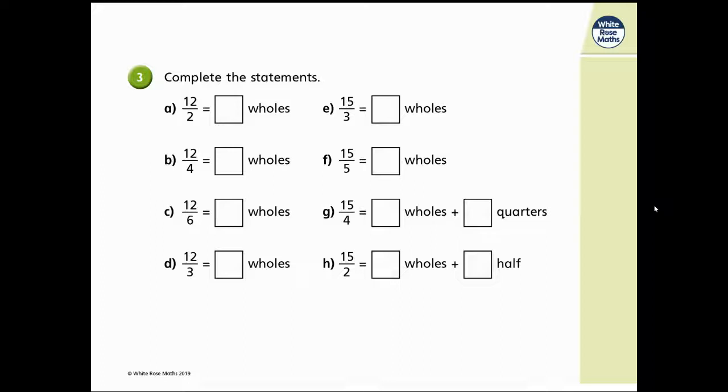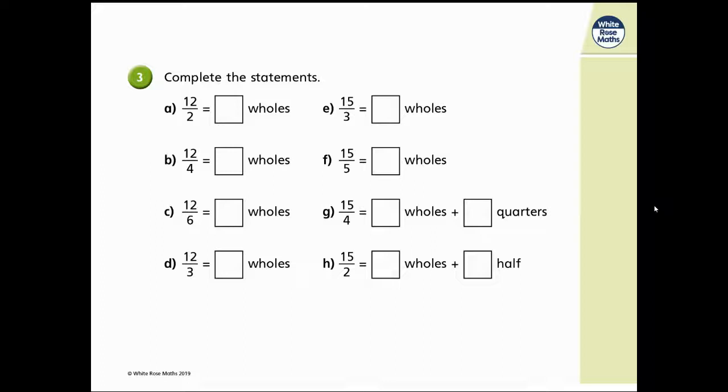Then we've got 12/3. How many thirds are there in 12? So how many 3s in 12? 3, 6, 9, 12. We know there are 4, so the answer is 4 wholes. Again, we go to E, that's 15/3. So how many wholes? How many 3s in 15? 3, 6, 9, 12, 15. That's 5. I nearly got that wrong then, I had to think.